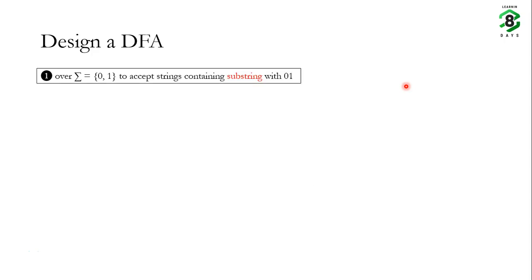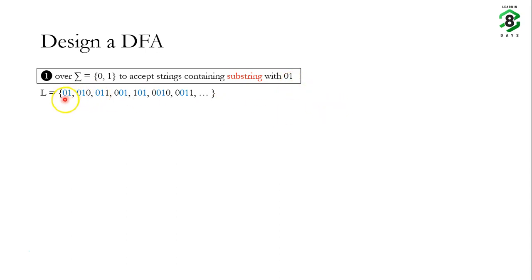So the first problem that we'll take is to make a DFA over input alphabet of 0 and 1 to accept strings containing substring 0, 1. Now, when it is said that all the strings should contain a substring 0, 1, that means 0, 1 could occur in the beginning of the string, it could occur in the end of the string, it could occur in the middle of the string, as long as the string contains 0 and 1 contiguously, that string should be accepted.